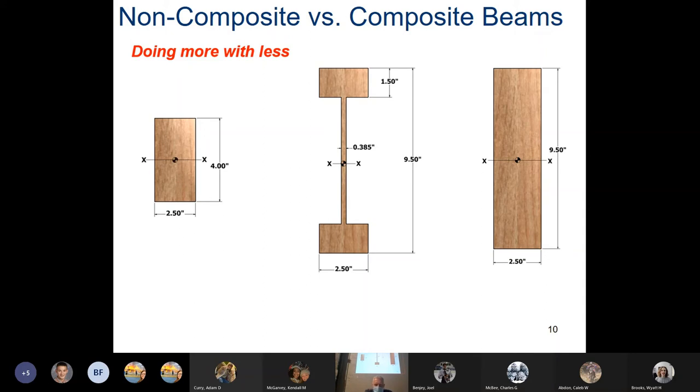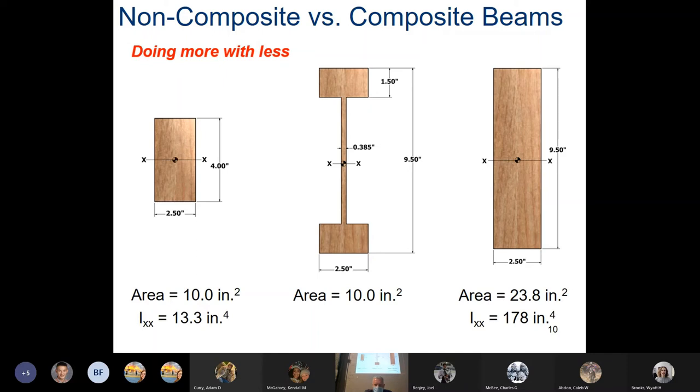The next one, I'm going to give you a hint. There's some more calculation, but that one is 10 also. And the next one after that is 23 and an eighth. 23.8. Okay, so just real quickly, for you at home, the first one and the second one are the same square area.